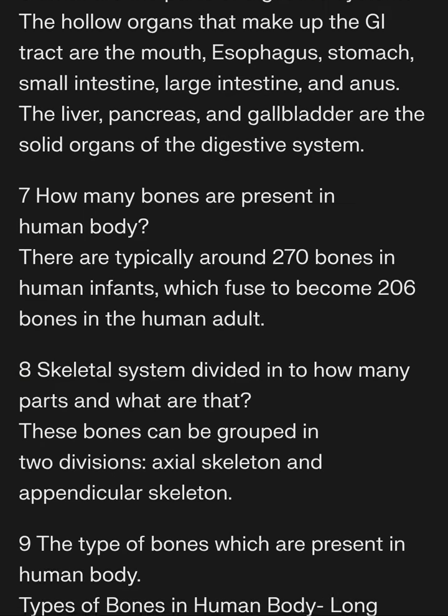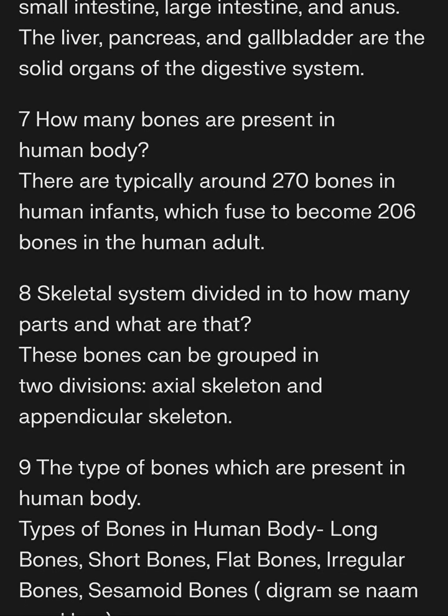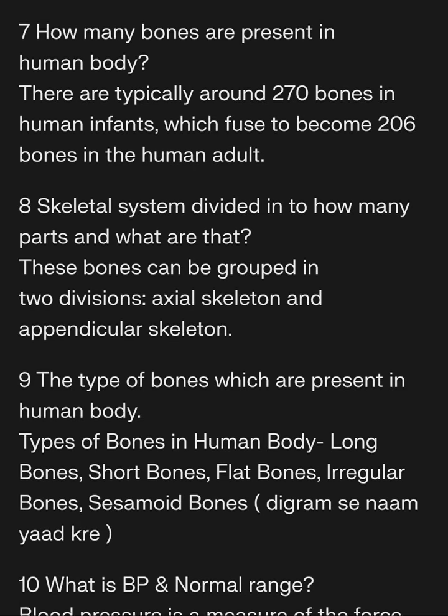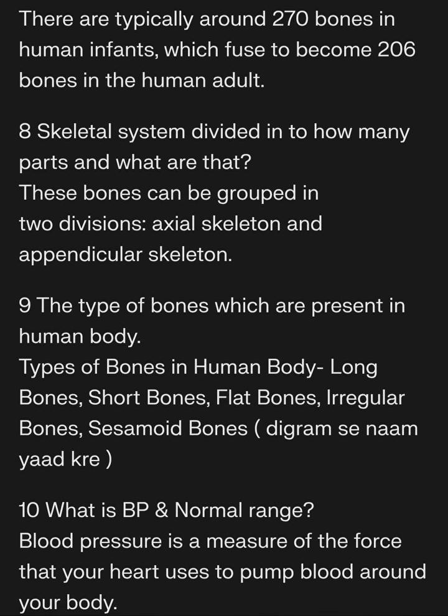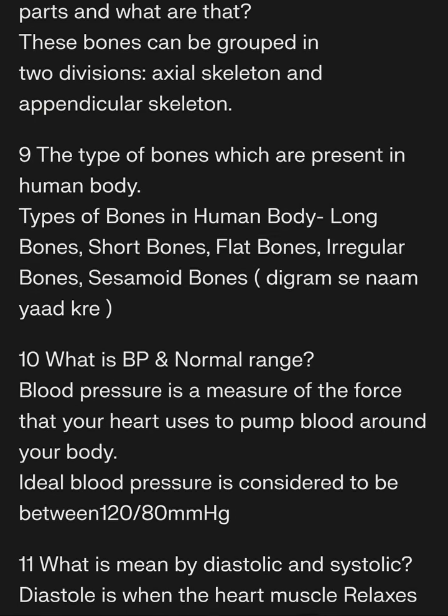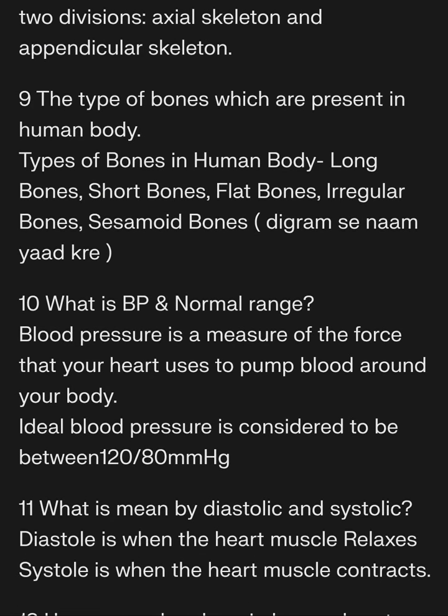7. How many bones are present in the human body? There are typically around 270 bones in human infants, which fuse to become 206 bones in the human adult. 8. The skeletal system is divided into how many parts and what are they? These bones can be grouped in 2 divisions: axial skeleton and appendicular skeleton. 9. The types of bones present in the human body: long bones, short bones, flat bones, irregular bones, sesamoid bones.